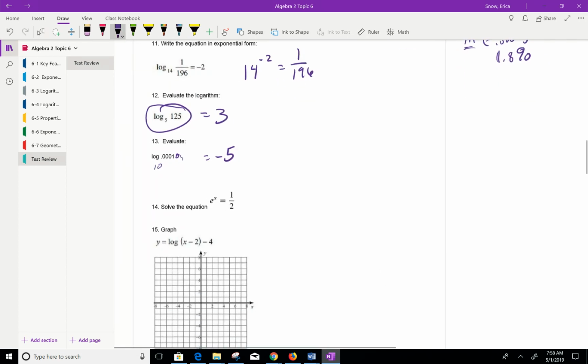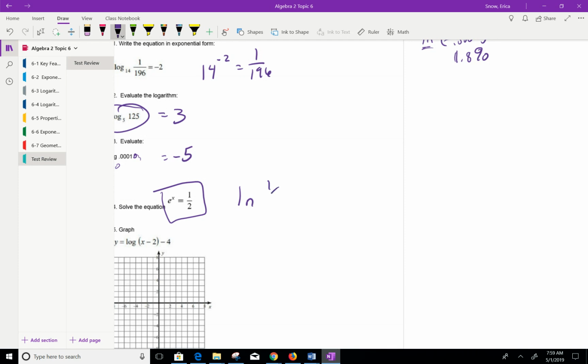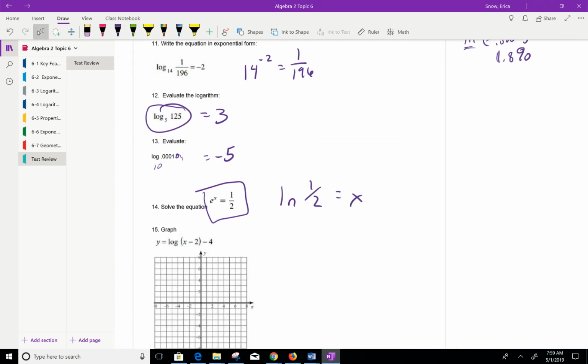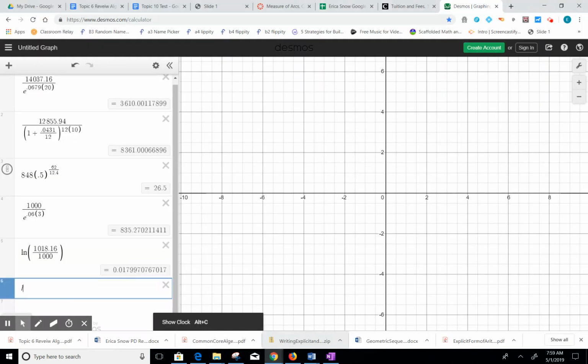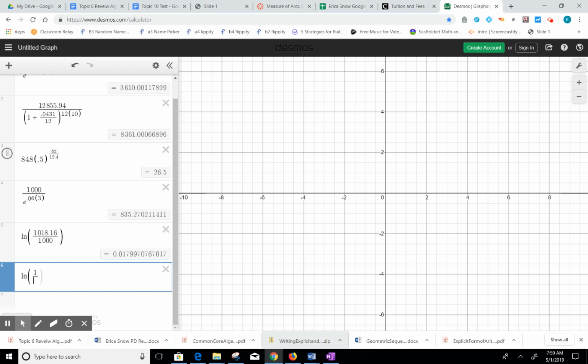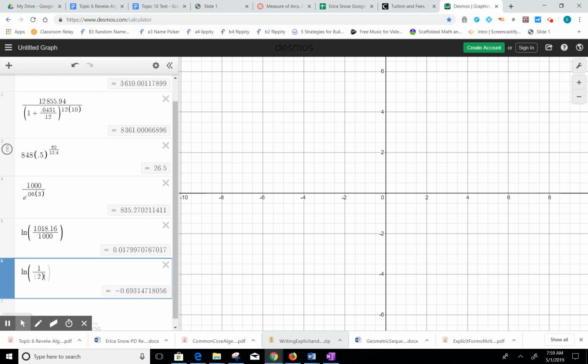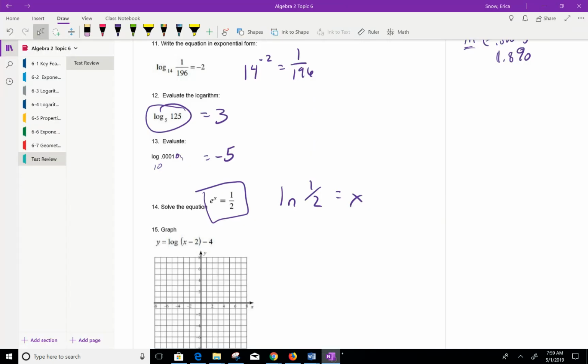Okay, so this one is a solve the equation. To solve the equation, we have to go back to natural log. ln of 1/2 equals x. So we're going to put it in logarithmic form. So back over here, ln of 1/2 gives me negative 0.693.